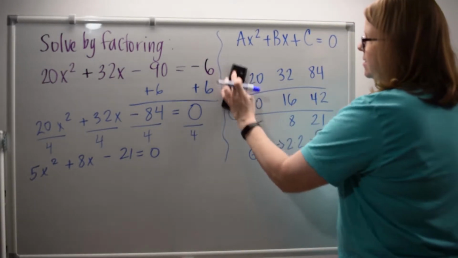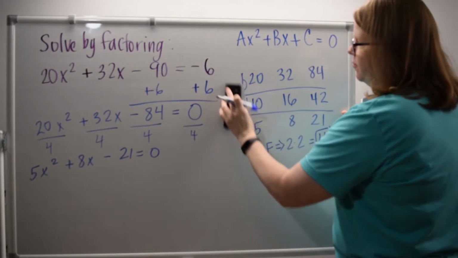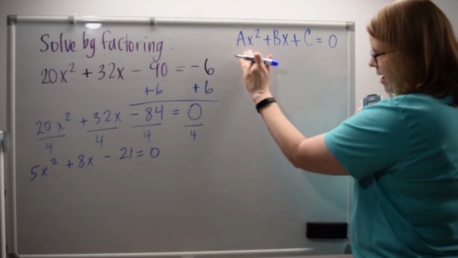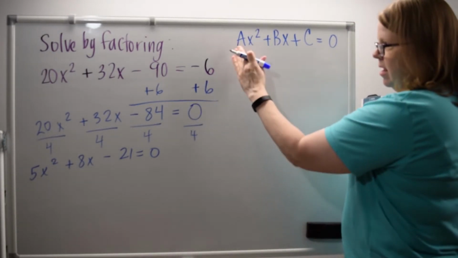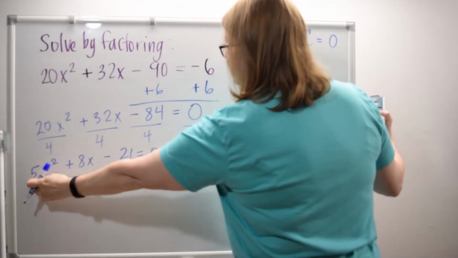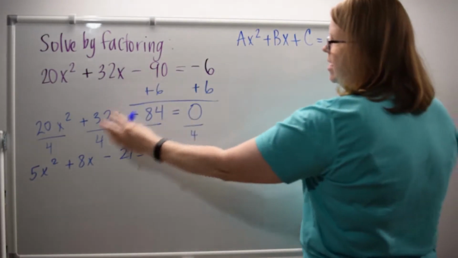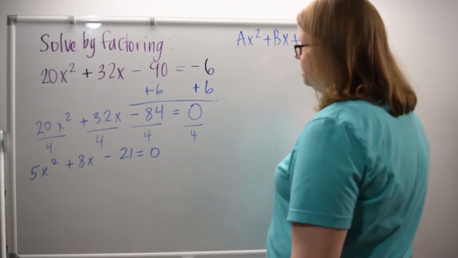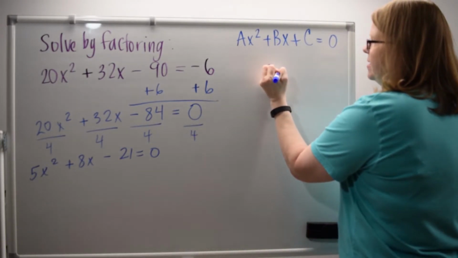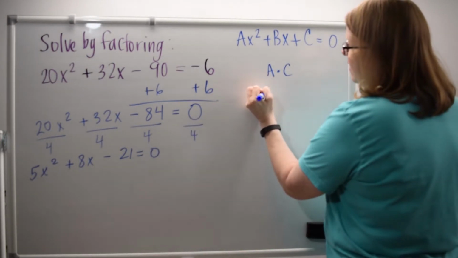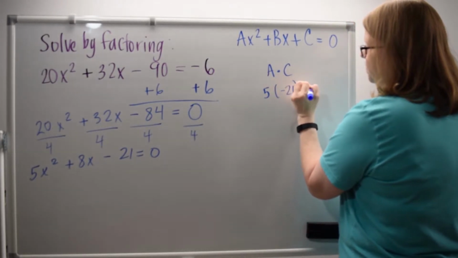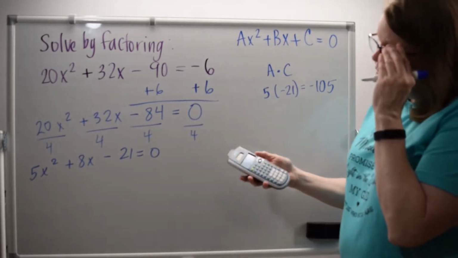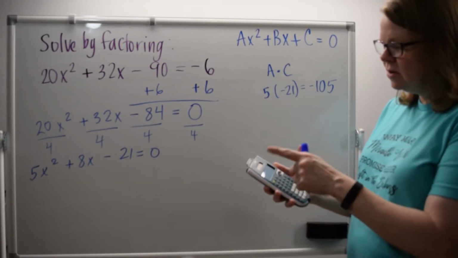Alright, the next step is to take this standard form equation, and when I just say standard form, I just mean it's in this format, equal to 0, which we did. Ax squared means your x squared has this number in front, that's a, plus bx, there's bx, b is 8, plus c, c is a -21. And your next step is to multiply a times c. So for us, that's 5 times -21. Which is -105.